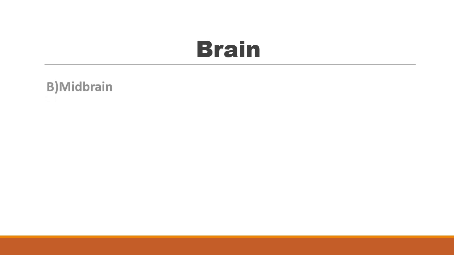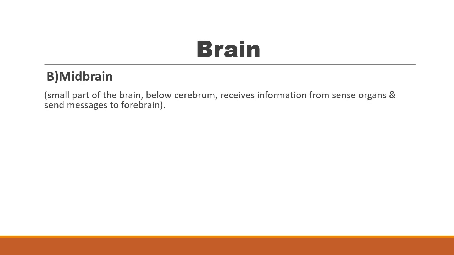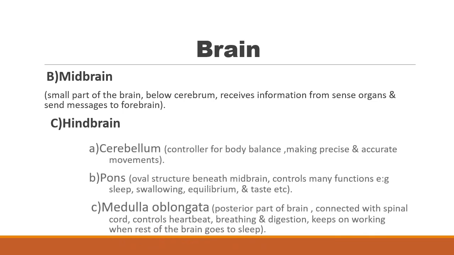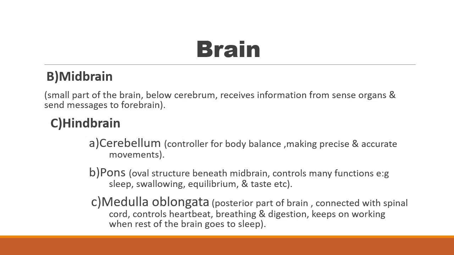Now, the second part of the brain is the midbrain. This is a small part of the brain below the cerebrum and it receives information from sense organs and sends messages to the forebrain. The last part of the brain is the hindbrain. The hindbrain is further divided into three major parts: cerebellum, pons and medulla oblongata.